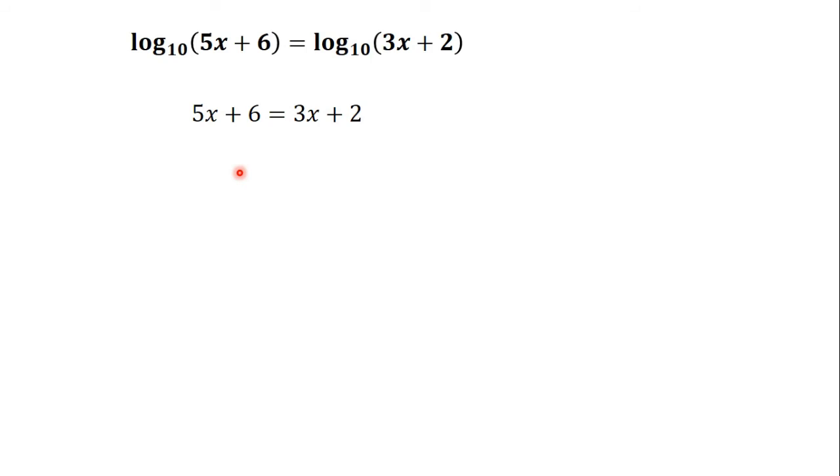If you are simplifying, you are going to have 5x minus 3x is equal to 2 minus 6. This will give us 2x is equal to minus 4. We learned from linear equations that when you have this, you divide both sides by 2. So we do that and x is equal to minus 2. So we solve this equation here and we have x is equal to minus 2.